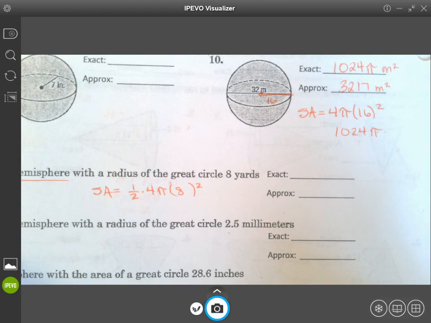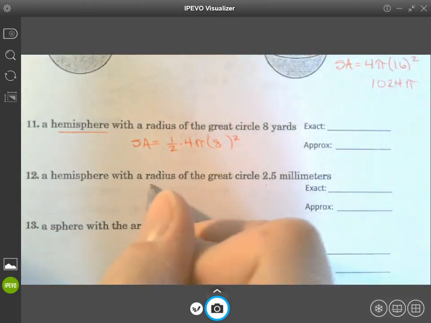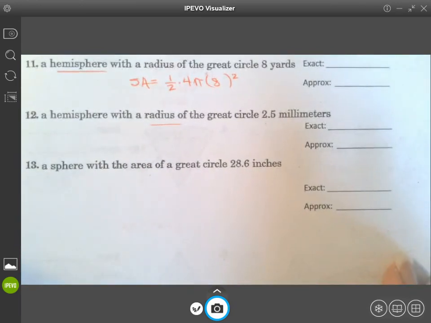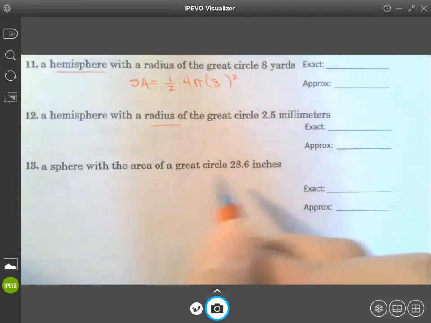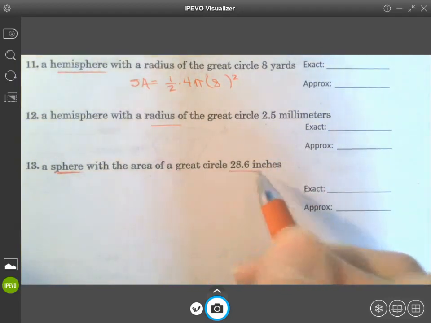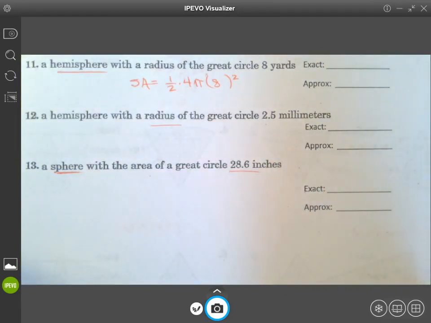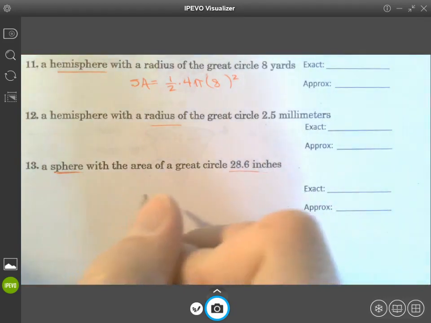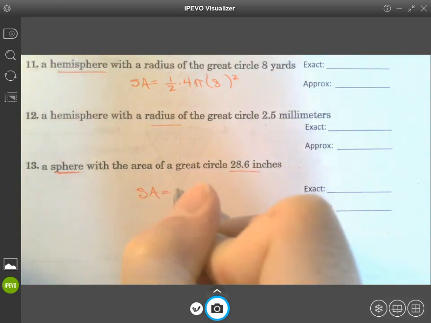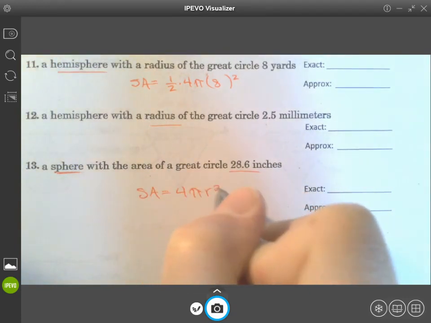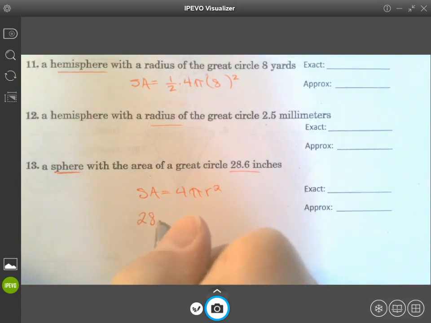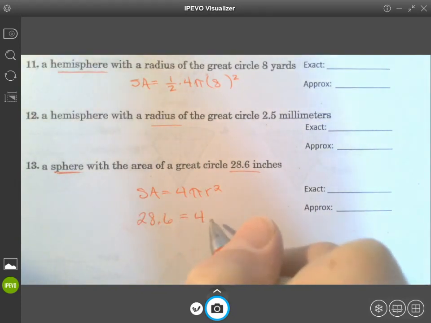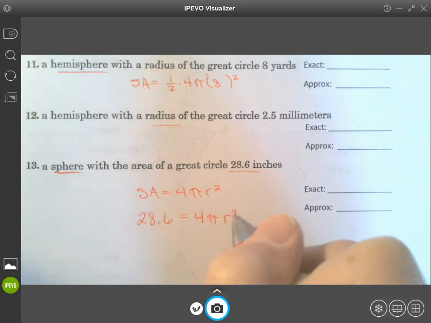What I want to jump down to is number 13. Okay, so both of these give you the radius. Number 13 says a sphere with the area. Now this is a whole sphere with an area of 28.6 inches. So we're going to need to find the radius, which they really didn't ask you to find, but we will. So if surface area of the sphere is 4 pi r squared, we have the surface area is 28.6, and that equals 4 times pi times r squared, and we're looking for r.